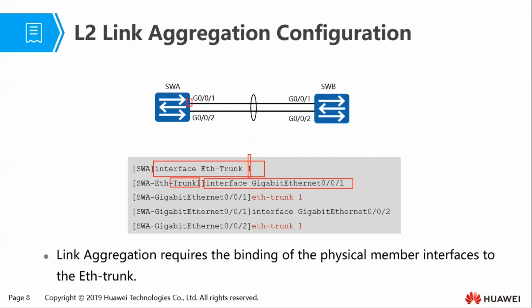That was not correct. I'm sorry. Let me just repeat that. We are typing this in order to go into the gigabit Ethernet 0/0/1 interface. So after we are in that interface, now we can add it to ETH trunk 1 by typing that command. Then again, we go into G0/0/2, then we type the command ETH trunk 1 to add it to the interface.